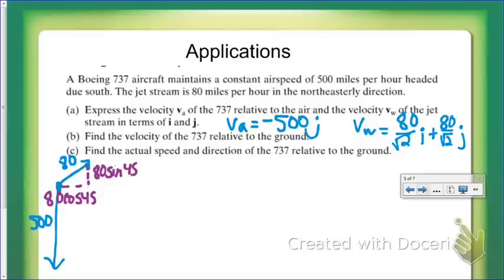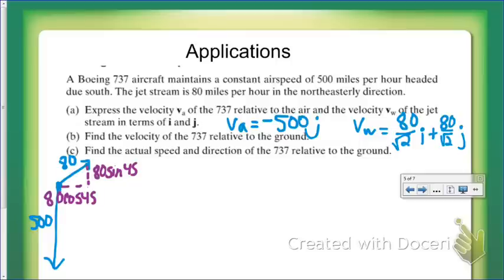If you want to, you also could rationalize your denominator, and that would be 40 square root of 2. That's the same thing, but I'm going to save that step here and just leave it. Okay, so the next thing we're going to do is find the velocity of the 737 relative to the ground. So what we have to do there is add these two vectors together in order to determine what that's actually going to be.